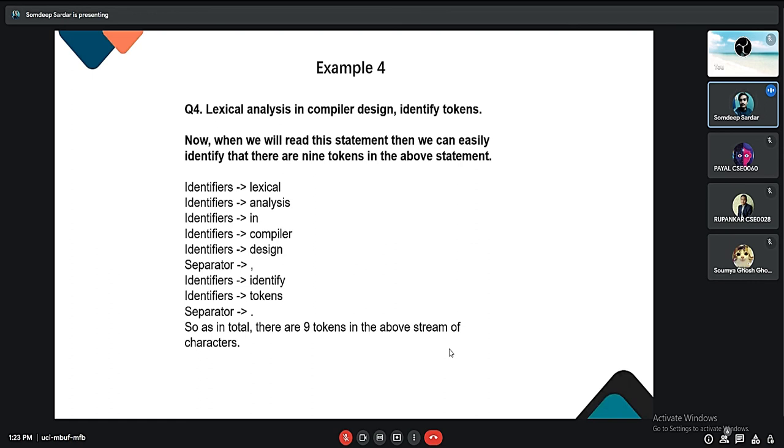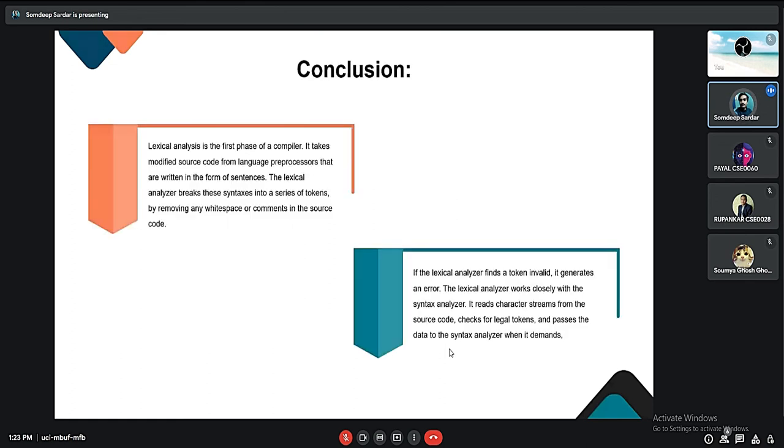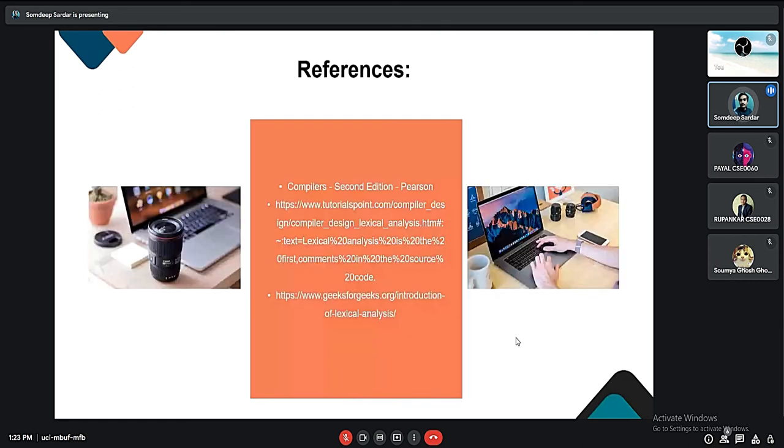Finally, I would like to conclude by stating that lexical analysis is the first phase of a compiler. It takes modified source code that is written in the form of sentences. The lexical analyzer breaks these syntaxes into a series of tokens by removing any white space or comments in the source code. If the lexical analyzer finds a token invalid, it generates an error. The lexical analyzer works closely with the syntax analyzer. It reads character strings from the source code, checks for legal tokens, and passes the data to the syntax analyzer when it demands. Finally, these are some references which we have used while preparing our presentation.